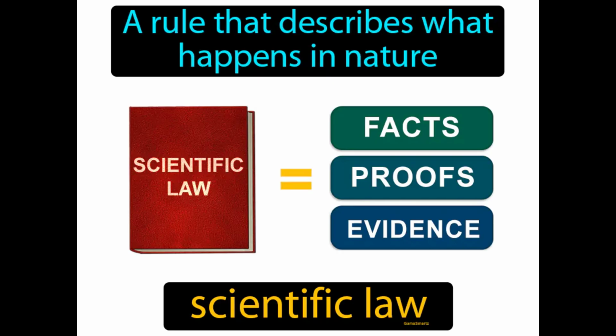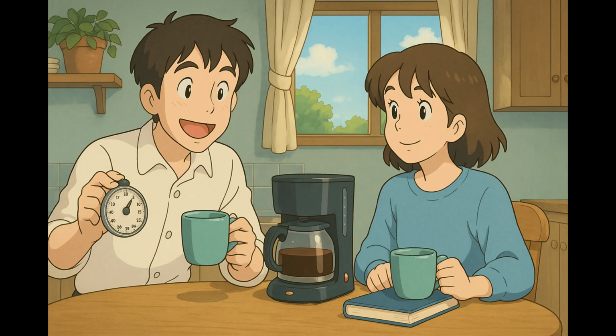A rule that describes what happens in nature: scientific law. A scientific law is a statement based on repeated experiments that describes a consistent natural phenomenon. Imagine you're trying to predict when your morning coffee will be ready based on how long it usually takes the coffee machine to brew. Just like the consistent brewing time of your coffee, scientific laws describe consistent patterns observed in nature.